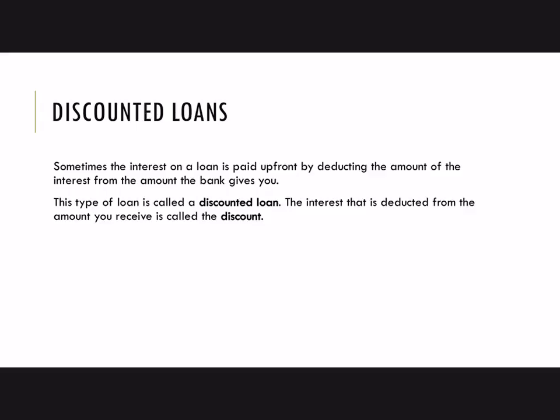All right, the last thing we'll talk about in this video is discounted loans. Sometimes the interest on a loan is paid up front by deducting the amount of interest from the amount the bank gives you. This type of loan is called a discounted loan. Okay, the interest that is deducted from the amount you receive is called the discount. So some student loans work like this. All right, so let's say that you take out a student loan of $10,000.